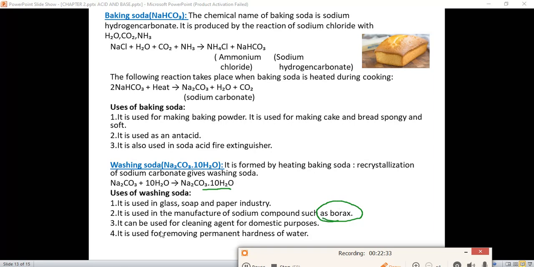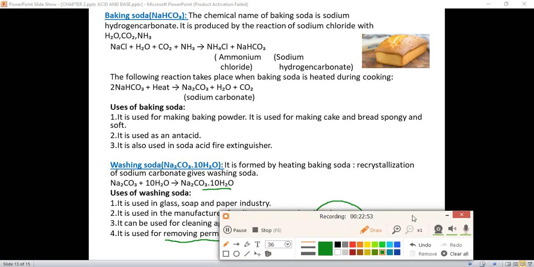It can be used as a cleaning agent for domestic purposes. In our house also, for cleaning clothes and many other things, we use this washing soda. It is used for removing permanent hardness of water. Hardness of water is of two types: one is permanent and the other is temporary. Permanent hardness of water can be removed by this washing soda.